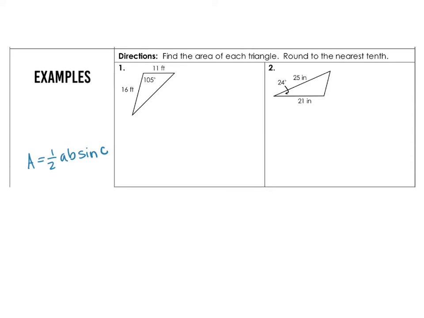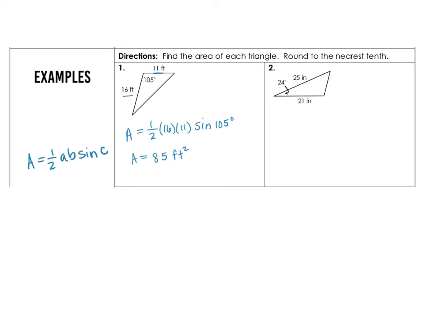And so if we were asked to find the area of each triangle, notice we don't have that height given to us, but we have plenty of information to actually find our area. So we're going to start out with our area is 1/2 A and B, and it doesn't matter which is which. So 16 times 11 times sine of 105 degrees. And notice once you work that out, put all of that in your calculator, your area is going to be 85 feet squared.